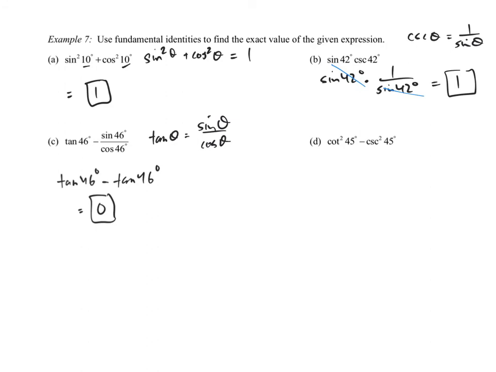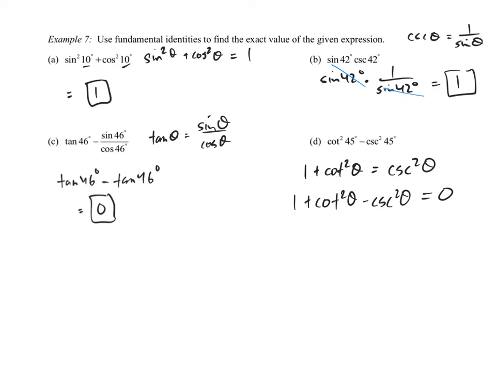For letter D, we see cotangent squared 45 minus cosecant squared 45. And so the relevant trig identity that we need to use here is the fact that 1 plus cotangent squared theta is equal to cosecant squared theta. Now this letter D is not quite in that format. It's in cotangent squared minus cosecant squared. So I need to rearrange this identity so that it matches the problem. So I'm going to go ahead and subtract over cosecant squared. So that's going to be 1 plus cotangent squared theta minus cosecant squared theta is equal to 0.